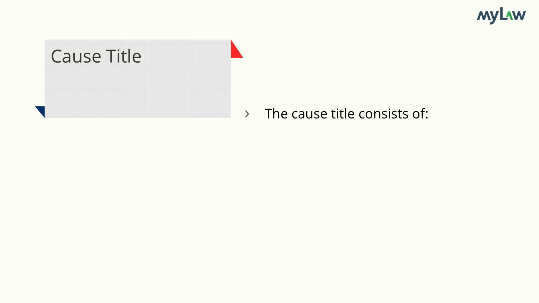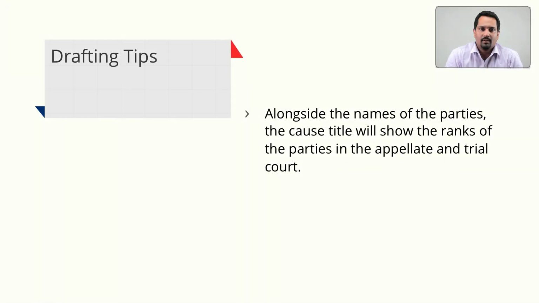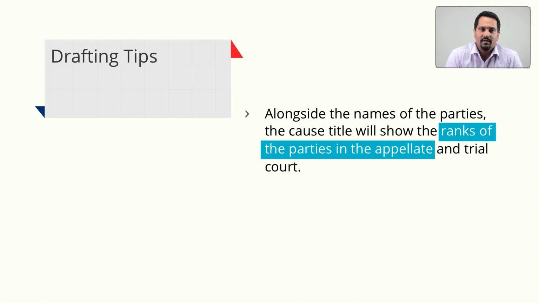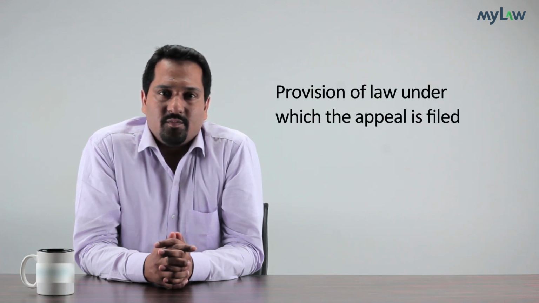The cause title is similar to the cause title of a plaint with a few significant differences. Here, a cause title comprises the name of the court, the number and year of the case, and the names and addresses of all parties. Please note that the cause title will show, alongside the names of the parties, the ranks of the parties in the appellate court as well as the trial court. Next, let's learn about the heading of the Memorandum of Appeal. The heading states the provision of law under which the appeal is filed.